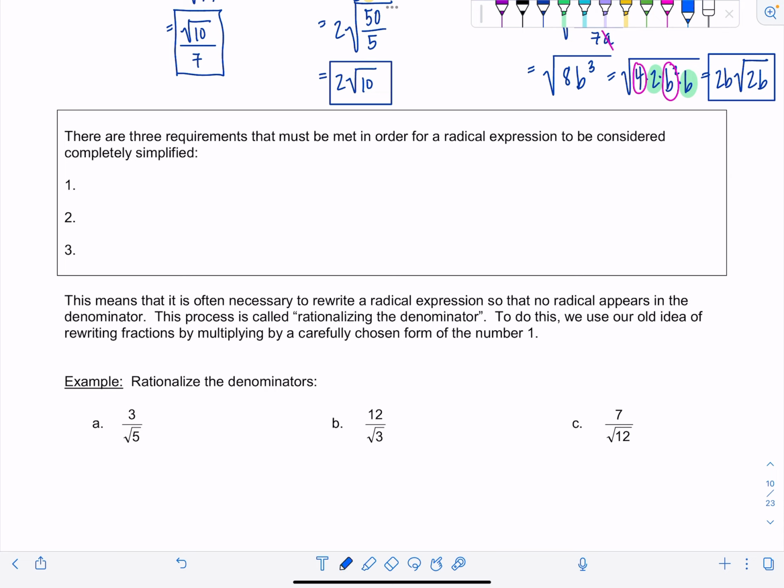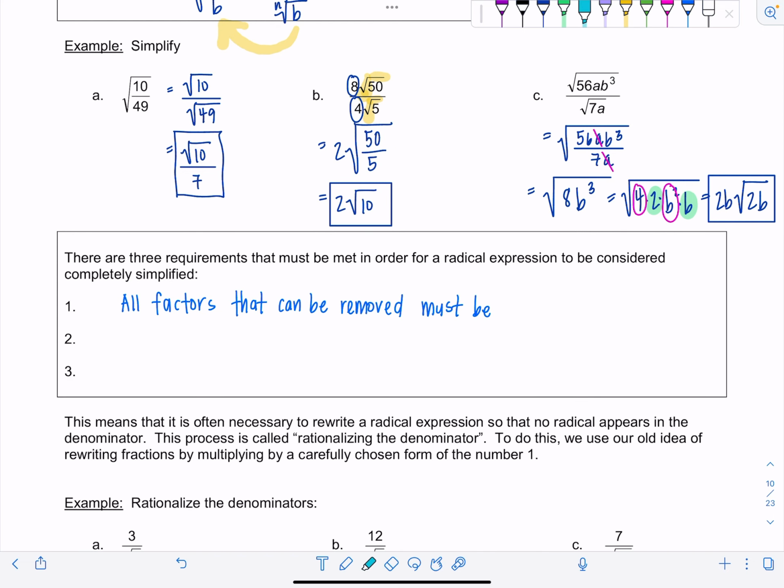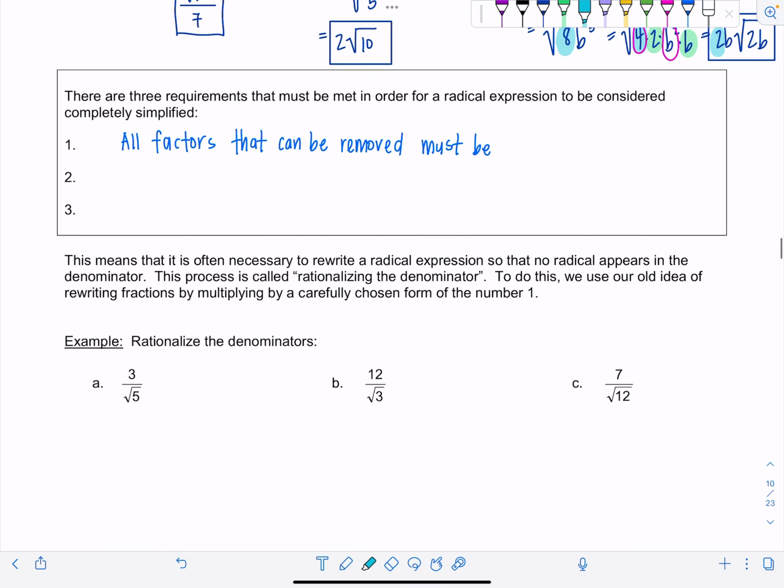So first condition, all factors that can be removed must be. What do I mean by that? Like you would not leave this as radical 8 because the factor of 4, which is a perfect square, needs to be removed from the radicals, okay? Second condition is that there are no radicals in the denominator.